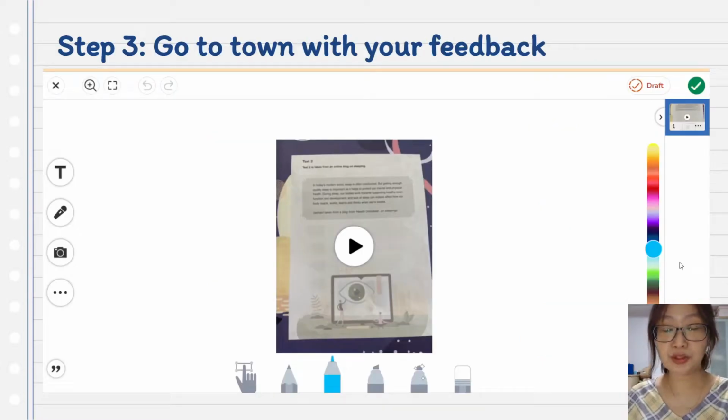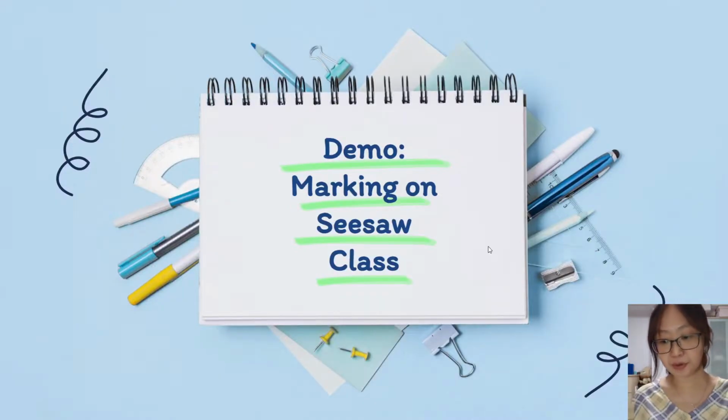Besides the pen tool that allows us to freely mark and annotate, we also have access to many other tools such as Draw and Record, which is this one over here, which allows us to instantly create a screen recording on the student's work. A quick demo of how it looks like to mark on Seesaw Class.